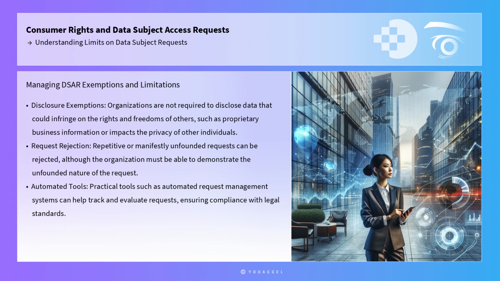Another critical aspect of managing DSARs is understanding the exemptions and limitations that apply. For example, organizations are not required to disclose data that could infringe on the rights and freedoms of others, such as data that includes proprietary business information or impacts the privacy of other individuals. Moreover, repetitive or manifestly unfounded requests can be rejected, although the organization must be able to demonstrate the unfounded nature of the request. Practical tools such as automated request management systems can help track and evaluate requests, ensuring that each is handled appropriately and in compliance with legal standards.